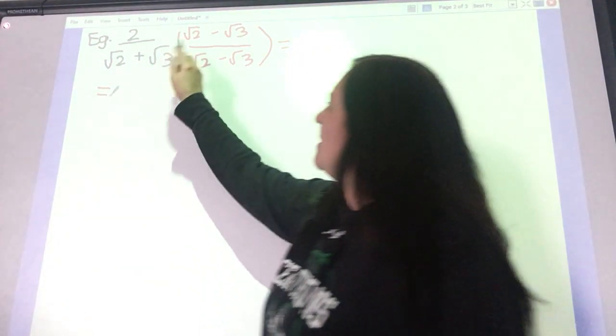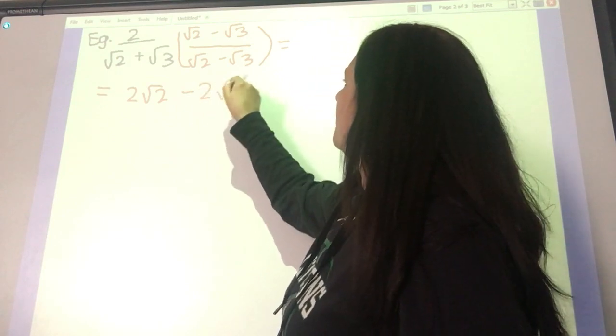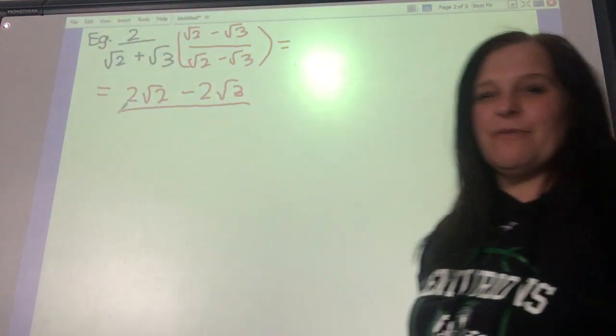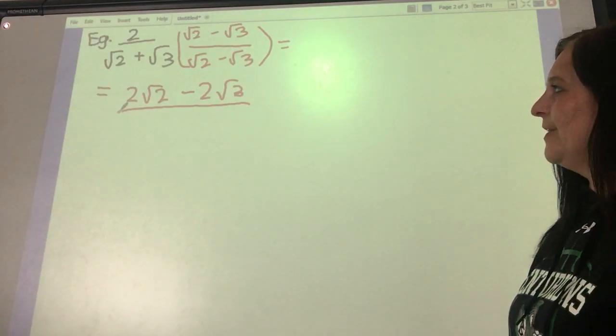So 2 times root 2 is just 2 root 2. 2 times minus root 3 is just minus 2 root 3. This is just good review of your multiplication of radicals assignment we did. I guess it would have been a week ago already for you guys.